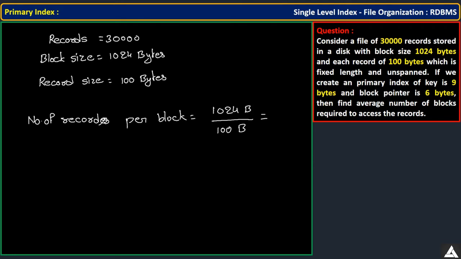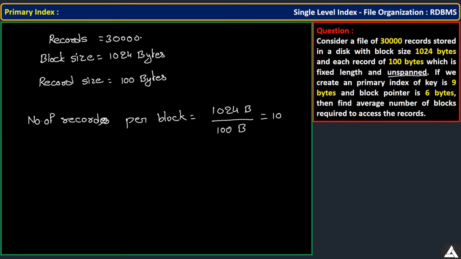One more thing you have to consider: this is unspanned. So part of a record you should not place. That is why 10 records you can place. The bytes are cancelled, and if you take the floor value, then you will get 10. So 10 records you can place in one block.